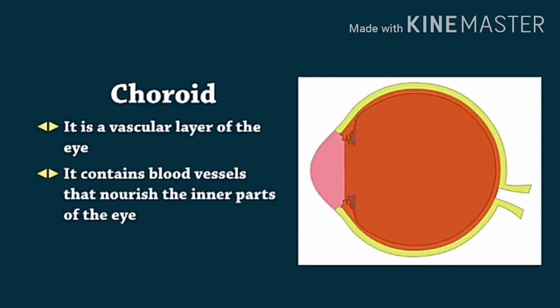Choroid. It is a vascular layer of the eye. It contains blood vessels that nourish the inner parts of the eye. It is lying just below the sclera. It is the major part that remains in contact with the sclera, and it is made up of connective tissue with pigmented cells and some smooth muscles. It is dark brown in color and darkens the cavity of the eyeball to prevent reflection of light. It also bears blood vessels that nourish the retina.